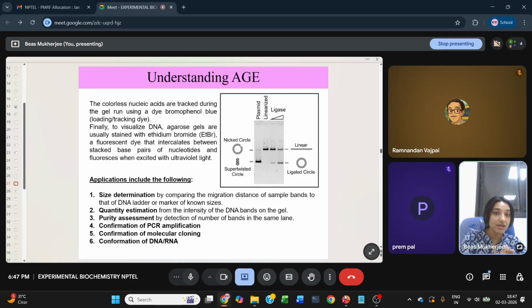And then there is something called linear DNA. So you linearize, you cut both the strands, it becomes one linear DNA. So where is that linear DNA going to run? So all of these different things are there. We will see that in the next slide.